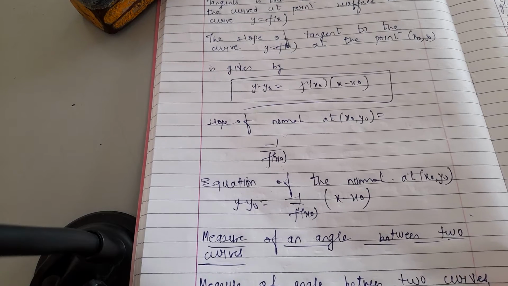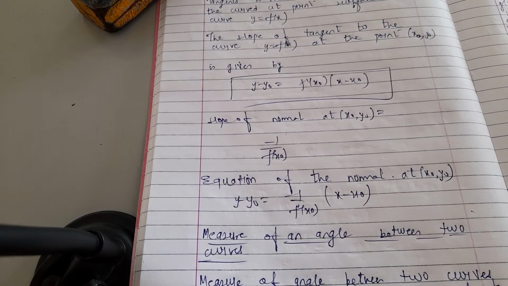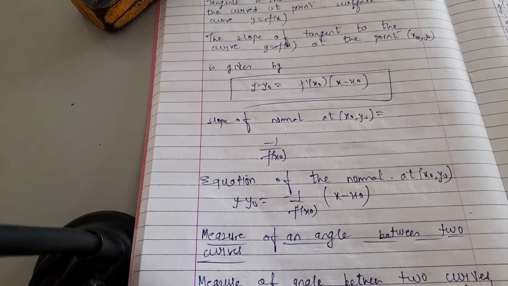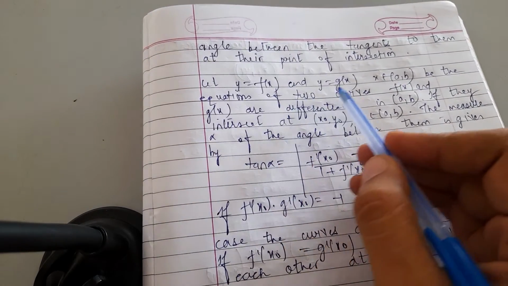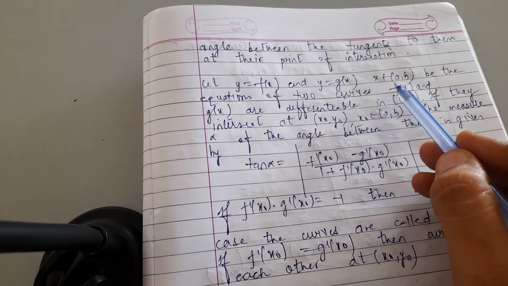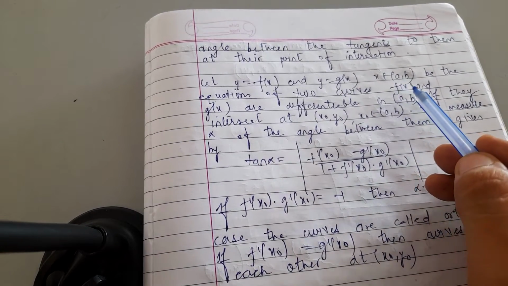Next is to find the angle between two curves. The measure of the angle between two curves is defined as the measure of the angle between the tangents at the point of intersection. For this we'll consider two curves of the form y equal to f of x and y equal to g of x. They are the two equations of the curve, and x belongs to the open interval a comma b.